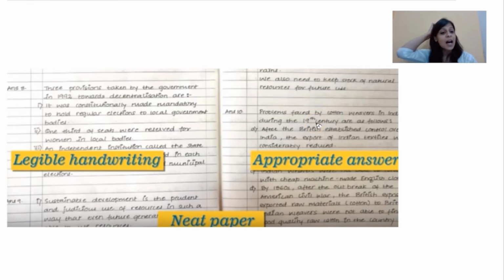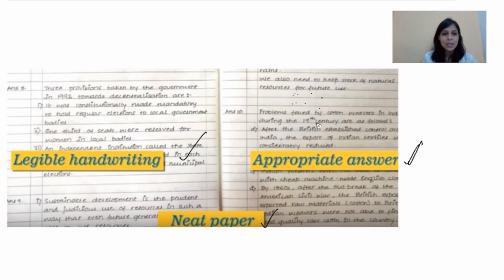Okay. Now, this is how you're supposed to write a paper. This is what I expect. It's important to have legible handwriting, a very neat paper, and most important, please don't write irrelevant stuff. Try to give appropriate answers. Try to leave margins like here. Try to underline the important points.